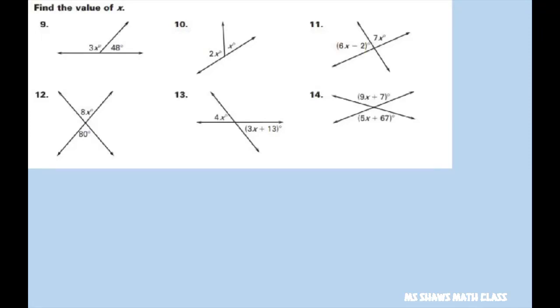One, we're going to find the value of x. We're going to be either using the supplementary angle theorem or the vertical angle theorem. So the first one is number 9, and this is a supplementary angle theorem. That means when I add these two angles up, 3x plus 48, that should equal 180.